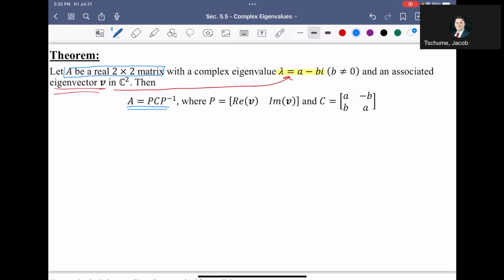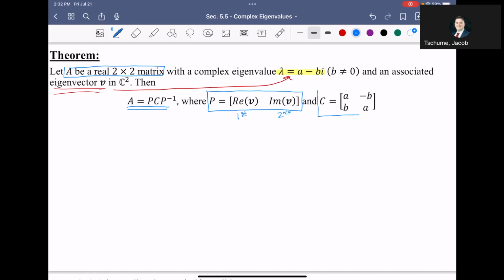We're going to break down A into the factorization of P times C times the inverse of P, where we're going to define the matrix P. Using the eigenvector v you find in this theorem, the real elements of the eigenvector will make up the first column. So you'll pull off the real parts, and I'll show you how to do that in a minute. And then you'll pull off the imaginary parts of the eigenvector, and that will make up your second column.